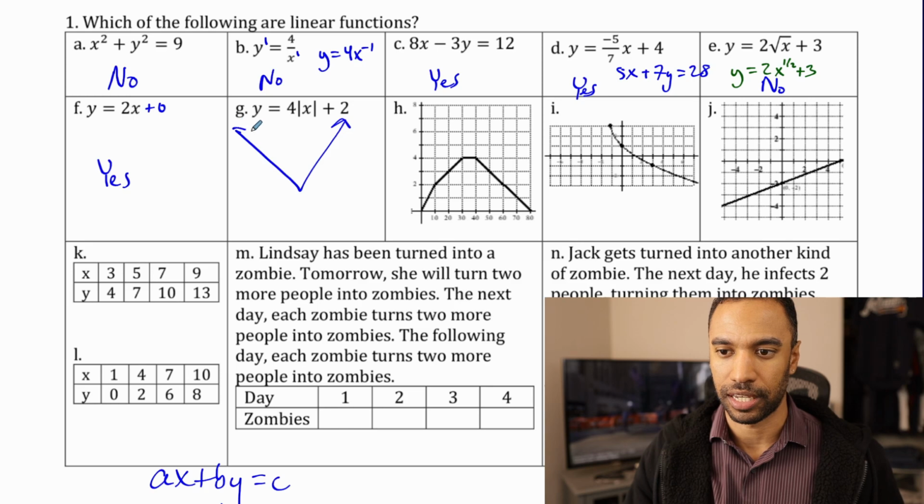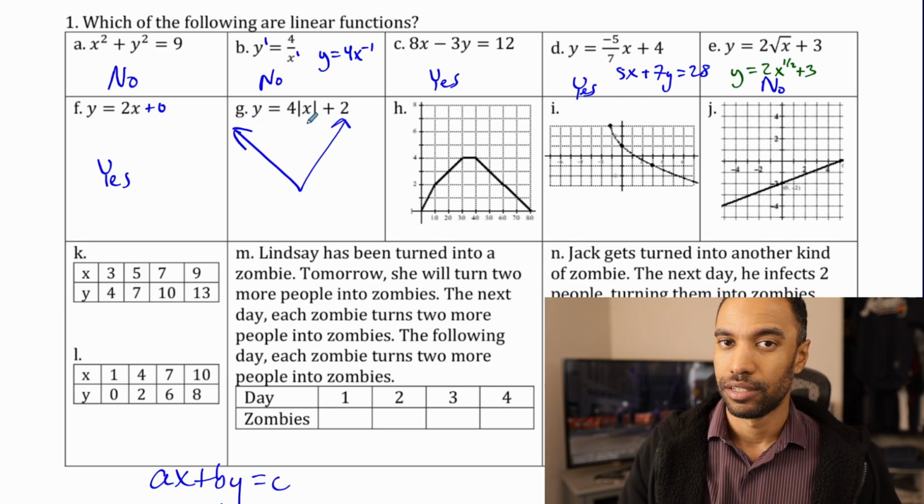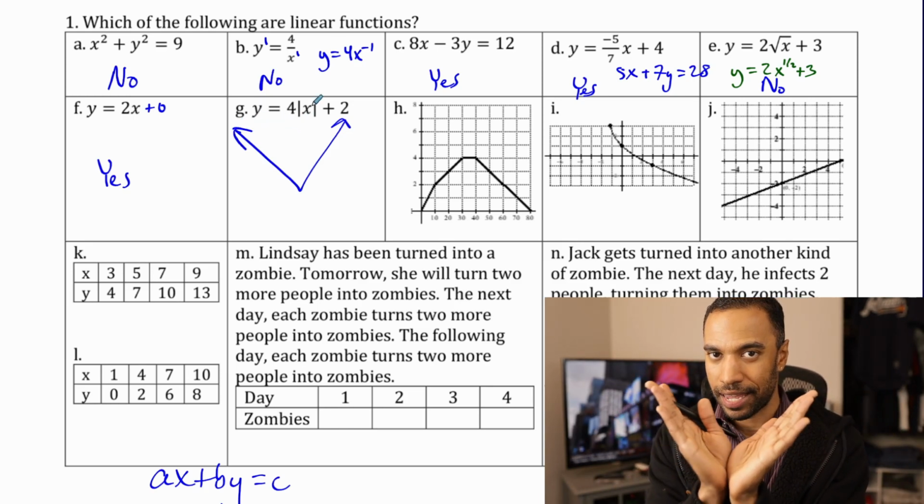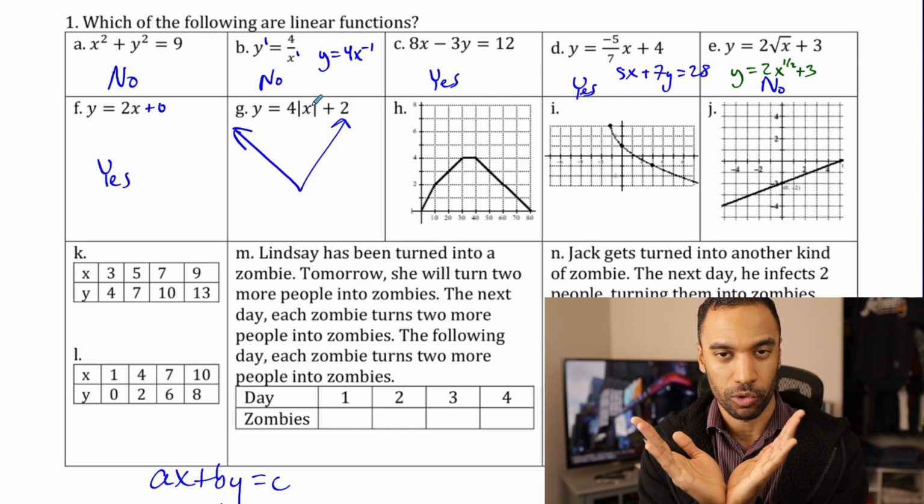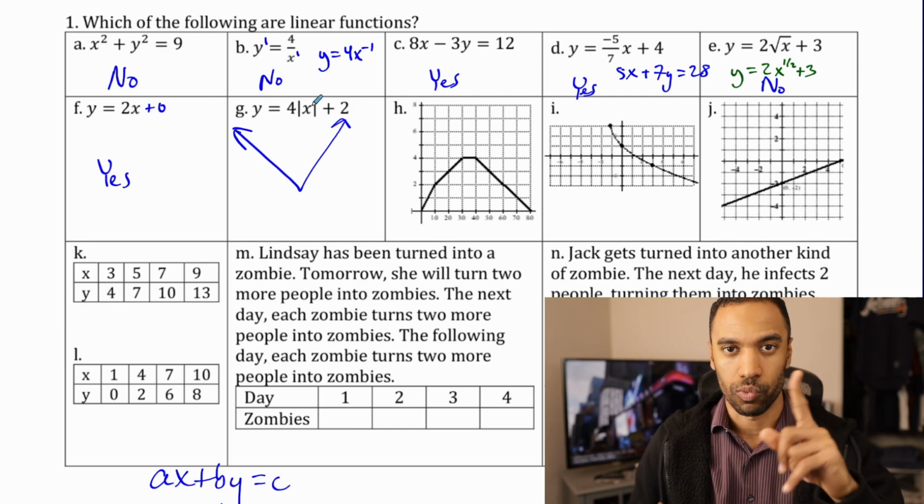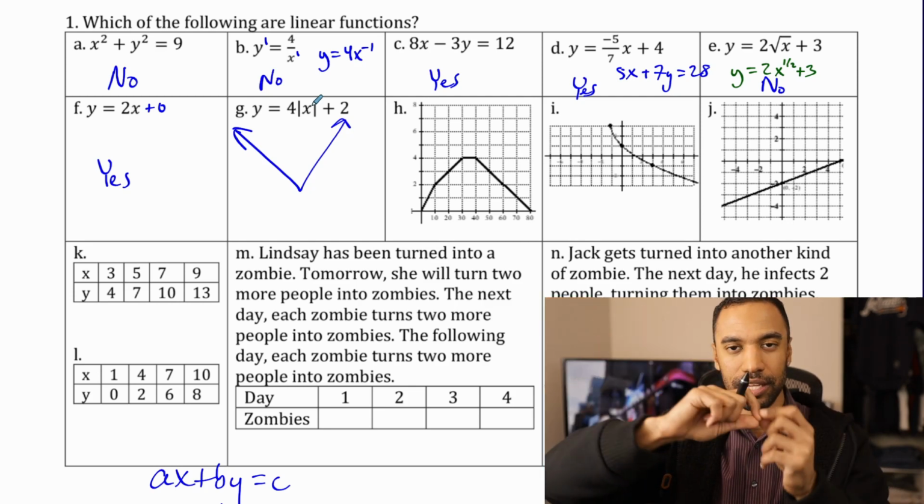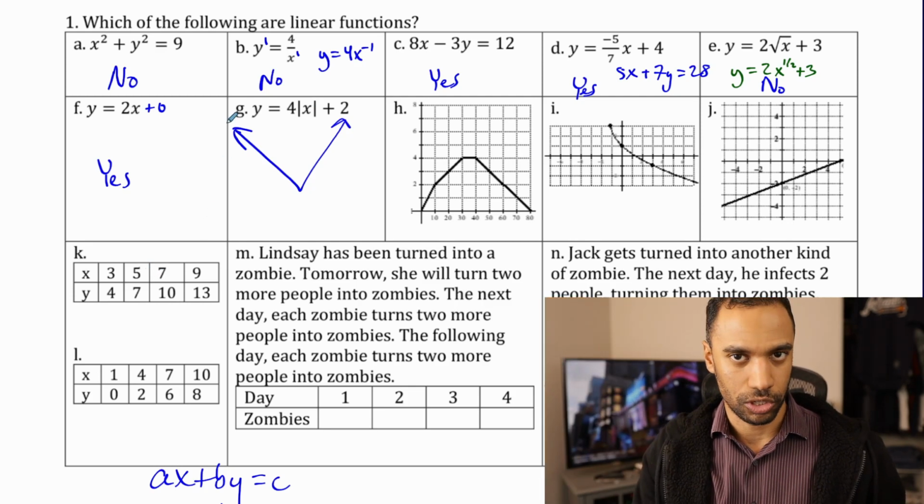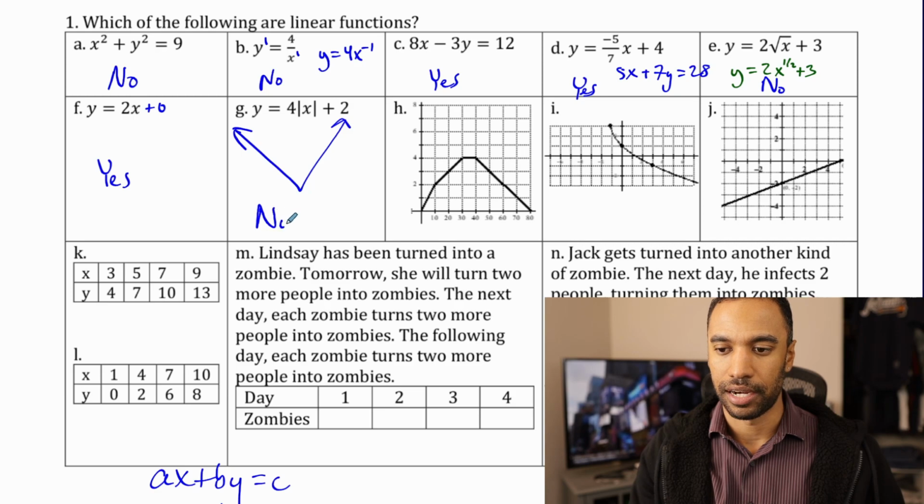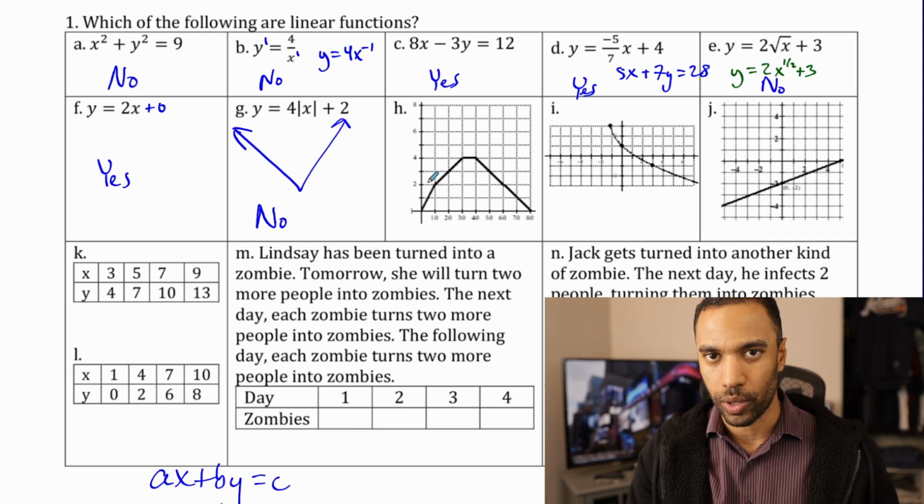An absolute value graph looks like that. Is it linear? It may make two straight line components here, but they are both what are called rays. A ray is one thing that goes indefinitely in a single direction. No, this is non-linear, even though it makes two straight line portions.